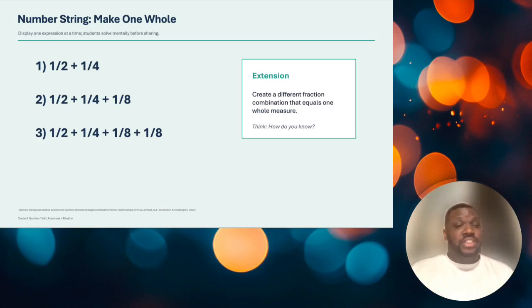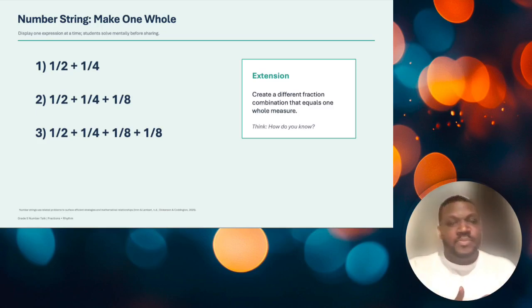The first expression you see is 1/2 plus 1/4. I would ask students to study this expression first silently. And then after giving them their think time, I would ask them to solve it mentally. When they have a strategy, they would show a thumb on their chest, or if it's another student, they would add an additional finger when they find another method.